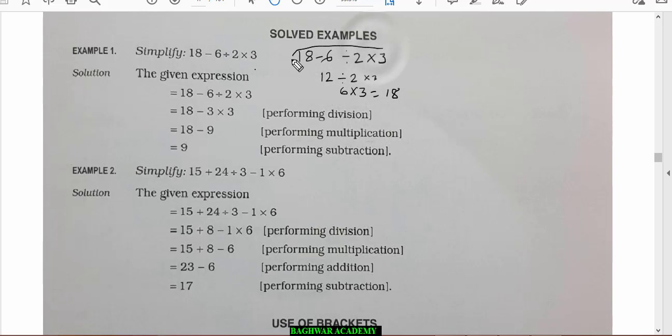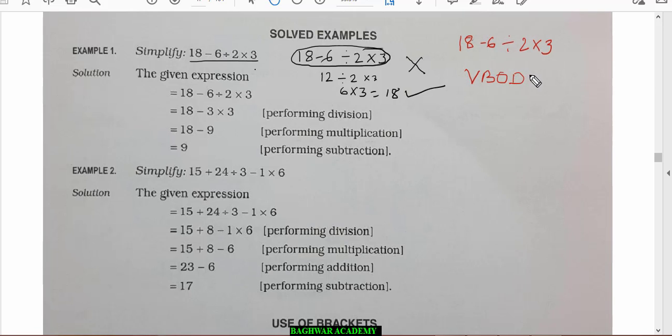So in this way, if you are solving, you will not get the answer, and this is not the perfect calculation or perfect simplification. So for this, what we need to do, we need to use the BODMAS rule. Before also you might have studied. So if we have 18 minus 6 divided by 2 into 3, first we need to apply this rule. You remember, later I will explain again.